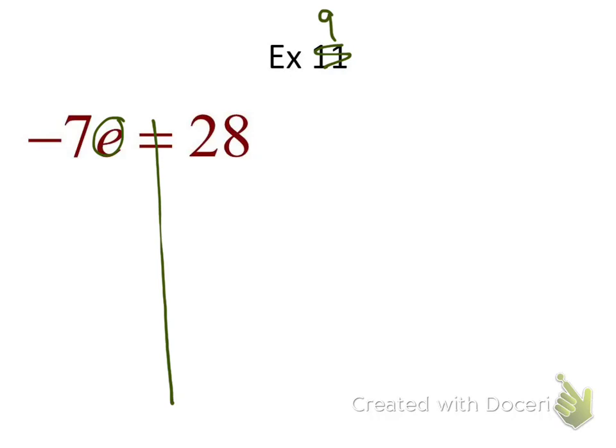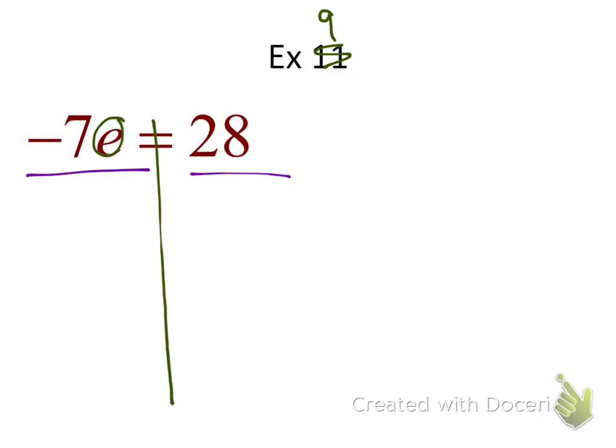Yeah, there's no operation sign separating the 7 and the E. If a number is touching a variable, it means to multiply. What kind of number is this? A negative. So the opposite or the inverse operation for multiplication is division. When you divide, you take the sign with it. Yes, you do, because that's the kind of number that it is.